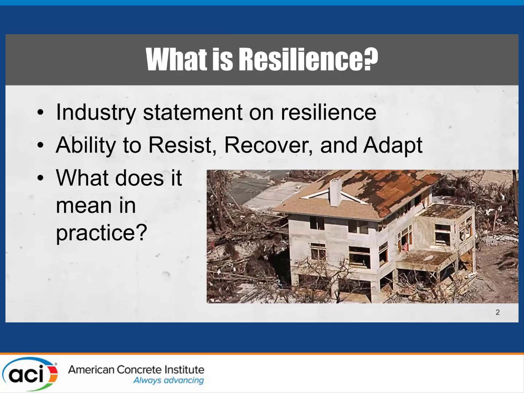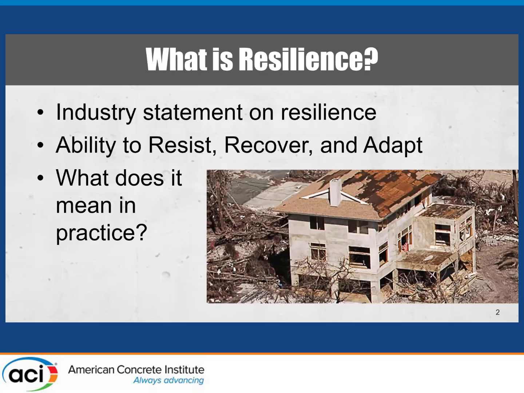So what do we mean by resilience? And Julie did a good job of covering some of the high level aspects of resilience and even getting into some of the details. But there's an industry statement on resilience that many professional organizations have signed on to. And the essence is resilience is the ability to resist, recover, and adapt from extreme events or changes. But what does it mean in practice?